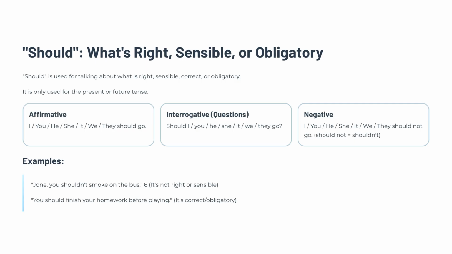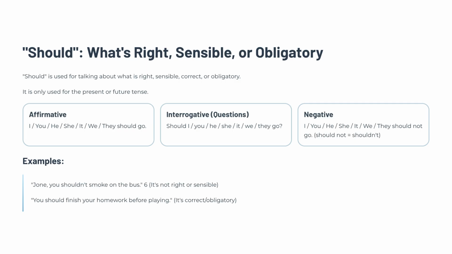Let's look at the forms. It's pretty straightforward. For affirmative, you just say the subject, then should go, like I should go, you should go, they should go. For interrogative or questions, you put should at the beginning. Should I go? Should they go? And for negative, you add not. I should not go. Or usually we say the contraction, I shouldn't go.